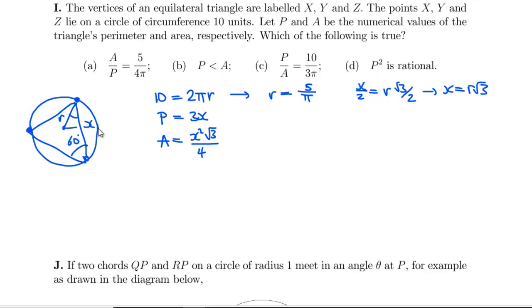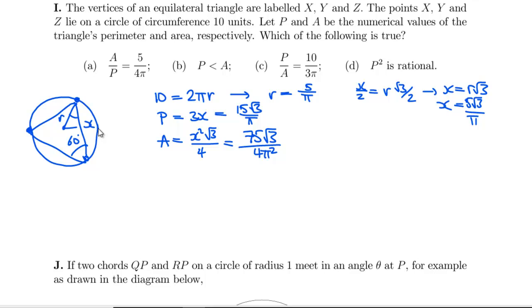Let's get this as r is 5 over pi. So x is 5 root 3 over pi. That's what x is. So P then is 15 root 3 divided by pi. For our area, x squared, so it's 25 times 3, that's 75, and then we've got a root 3. So that's the top, and then we're going to have a 4 pi squared on the bottom.